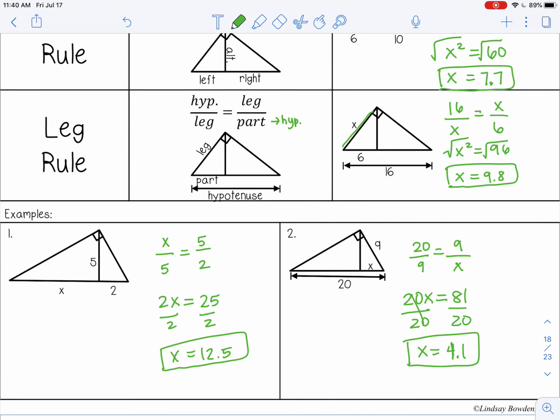Alright, you can go ahead and stop the video now and complete geometric mean practice and check it with your teacher.